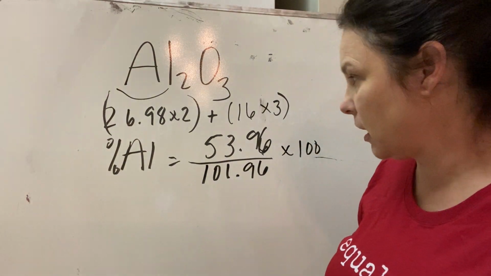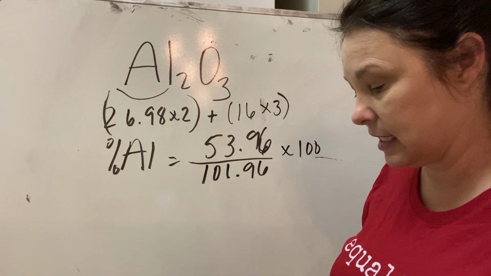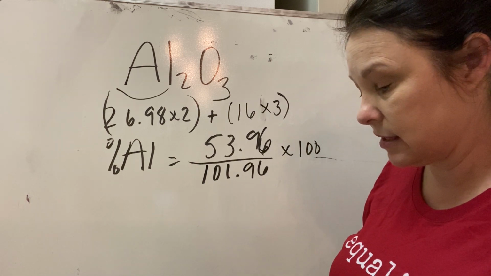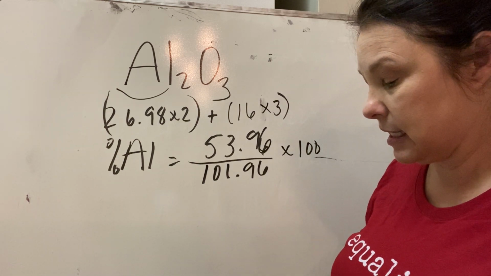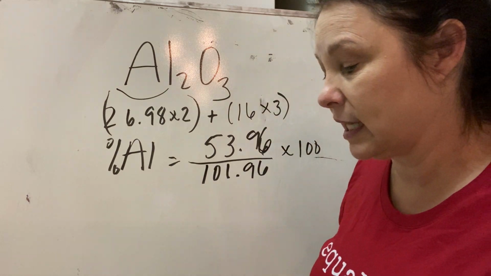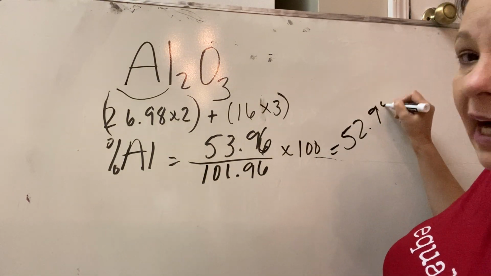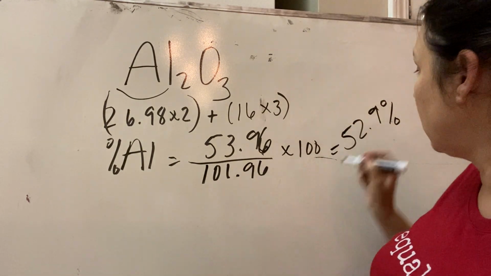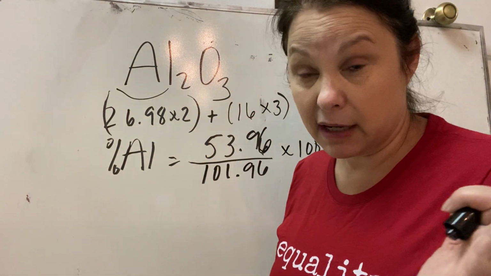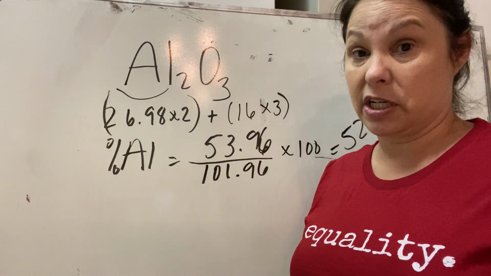So the mass percent of aluminum would be 53.96 divided by 101.96 times 100 equals 52.9%. So that equals 52.9%. All right? Okay.